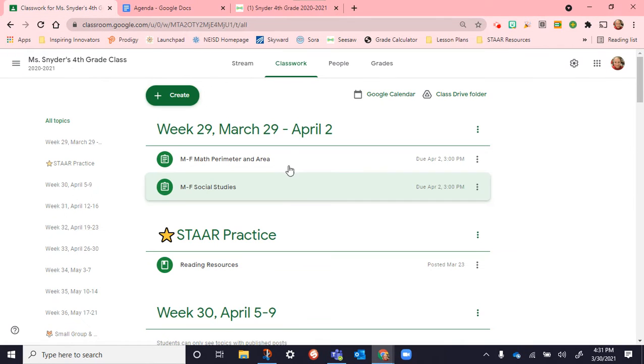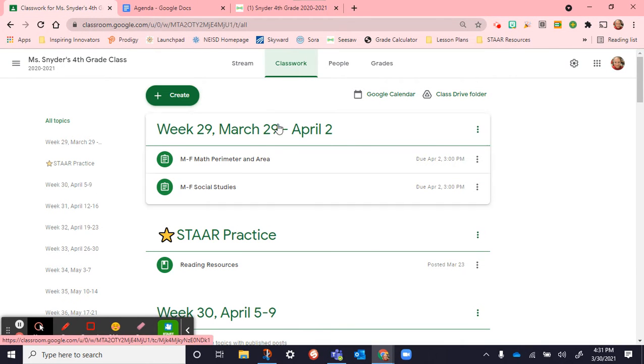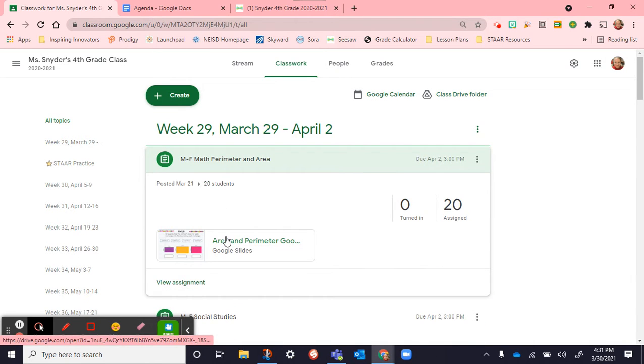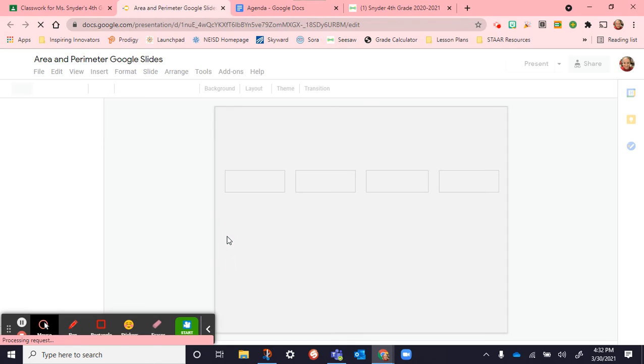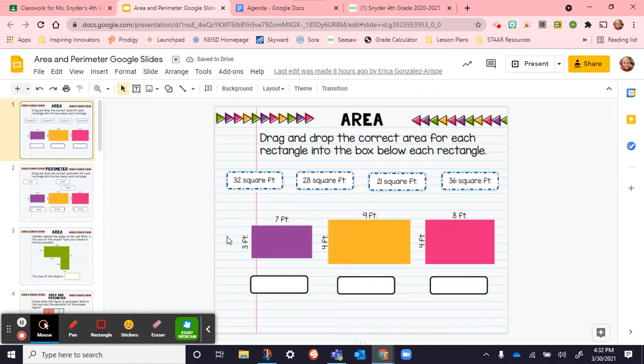Then we went to Google Classroom. Under classwork, you have an activity that says Monday through Friday, perimeter and area. Now, this is going to be a 2-week assignment because we have not done area yet. We have only done perimeter. So on the pages, anywhere it says area, we're going to save that for next week.